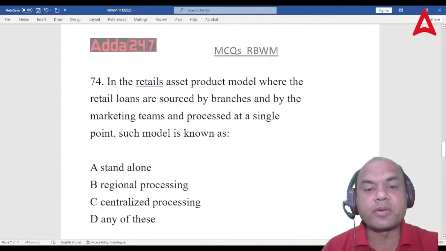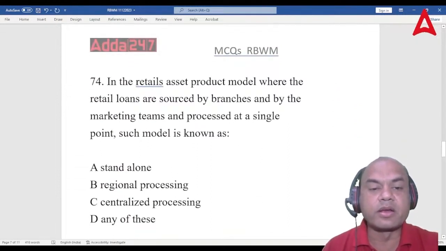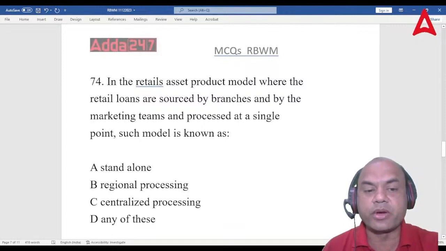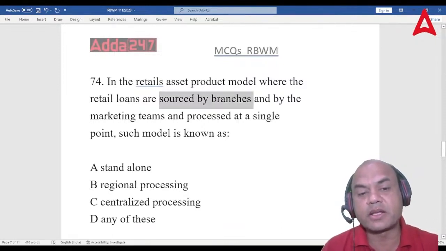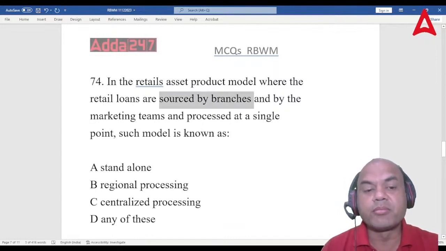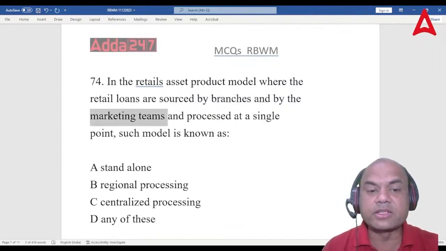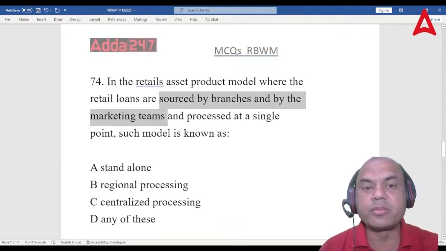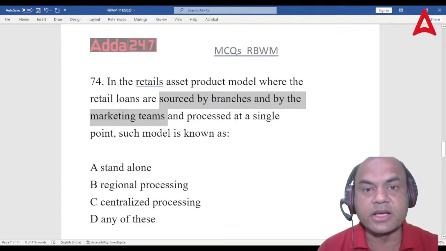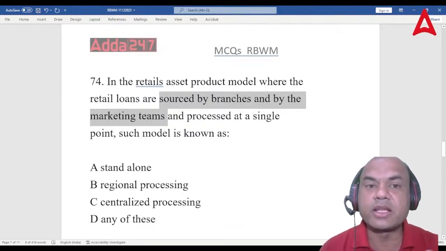In the retail asset product model, where the retail loans are sourced by branches and by marketing teams and processed at a single point, what is it known as? Everything is sourced by branches and marketing teams. Here we are talking only of sourcing and processing at a single point. Single point means only one level. Centralized processing, it might be, or anything we can call it.